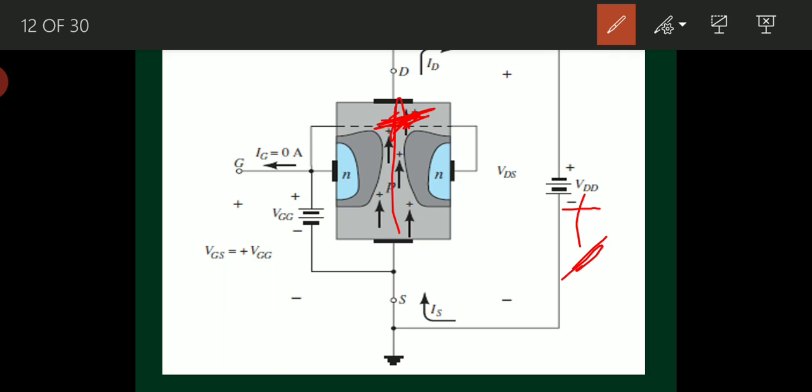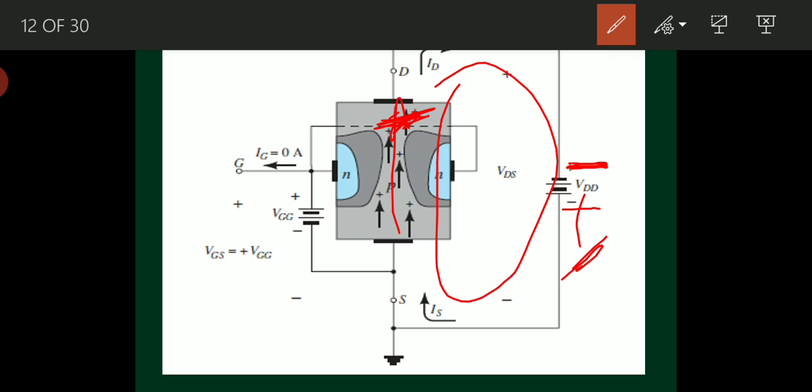So what I have to do is apply the negative terminal here in order to attract the charge carriers, such that I will have a closed loop. That's how the charge carriers will move from source to drain terminal. So what about the current? If charge carriers move from source to drain, then current also will be from source to drain.